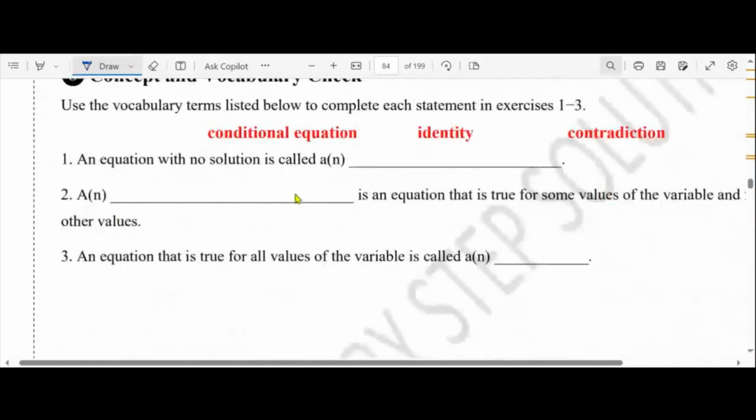This is classwork. You need to use a vocabulary term listed below to complete each statement in exercises 1, 2, 3.